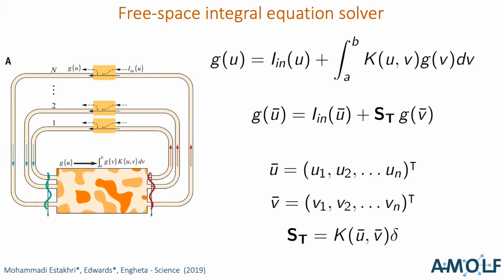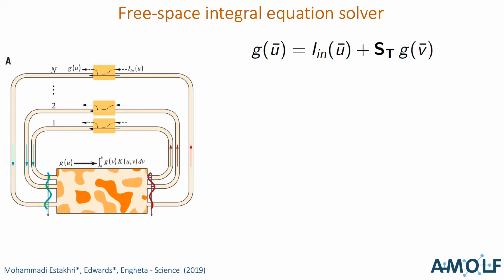To solve this integral equation, we first discretize the variables and we turn it into a matrix equation. So the variables u and v become vectors with elements in the range a to b, so those are the limits of integration, and the kernel thus becomes an n by n matrix. The analogy with this analog machine on the left is that we also define discrete ports, in this case physical waveguides, and we have a metamaterial that we can optimize whose scattering matrix acts as a discretized kernel. In this case we call it S.